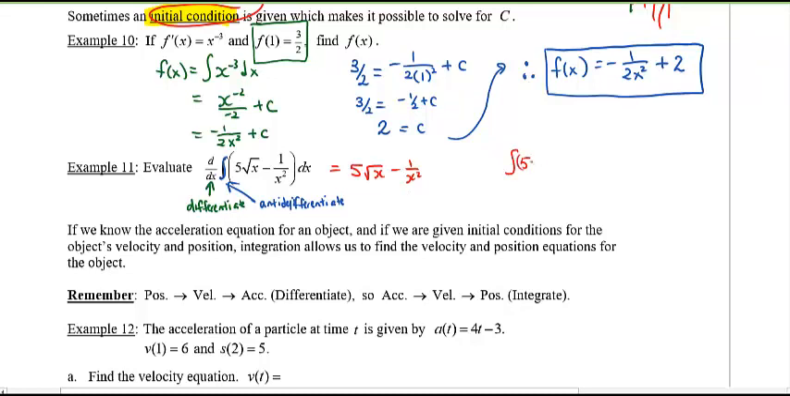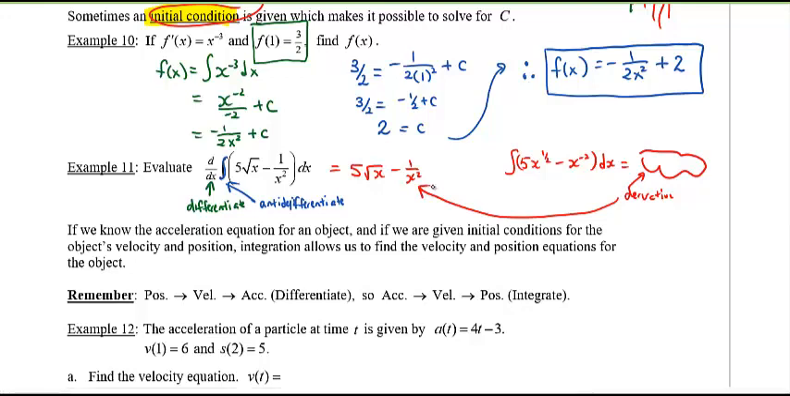Why don't you go and rewrite this as a power, take the antiderivative of it, and then get the result, and then take the derivative of that. And guess what you're going to get? You should get that. But I'll leave that up to you for exercise.